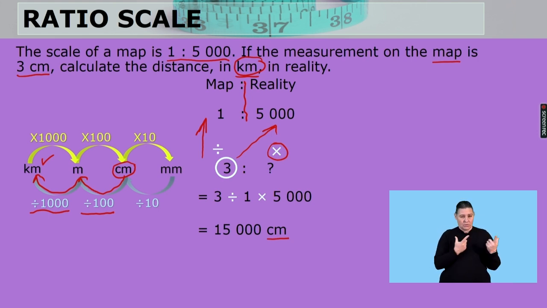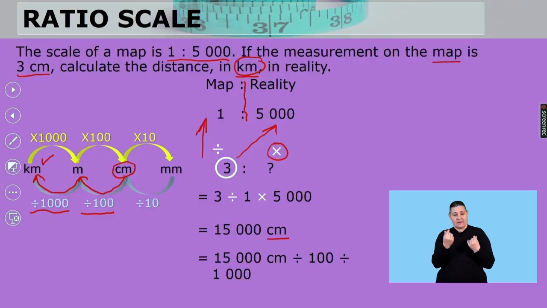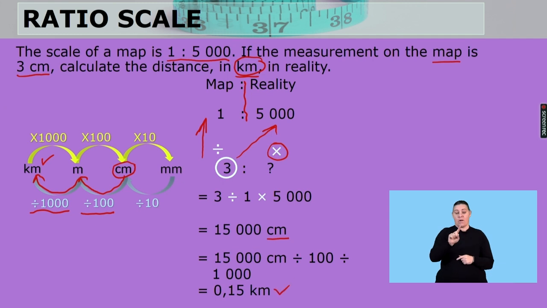That's how we'll convert. Remember, you could have used this leapfrog system, or you could have memorized all the different conversions. Up to you. So in this case, I've done that. Divide by 100 first, divide by 1,000 thereafter, and my answer, 0.15 kilometers. Nice work. Let's try another example.